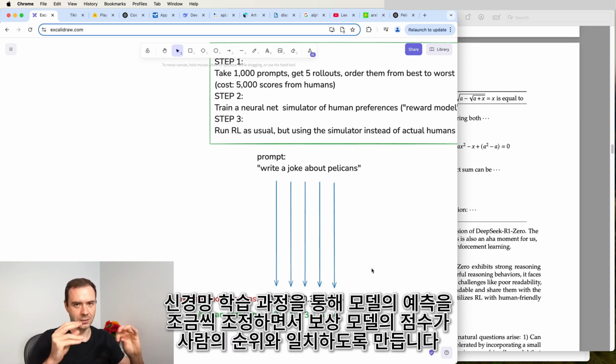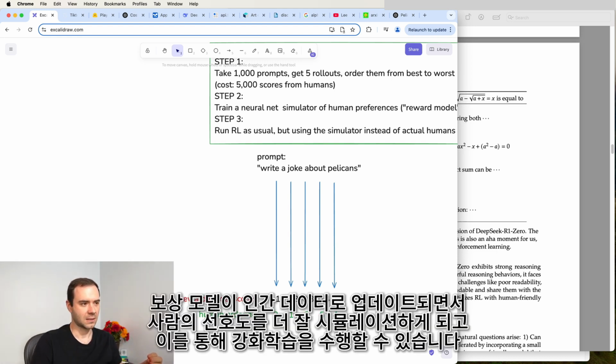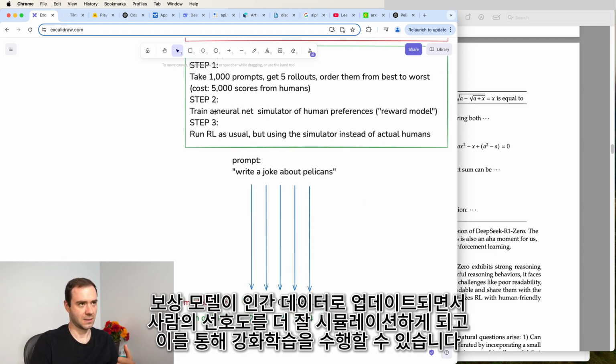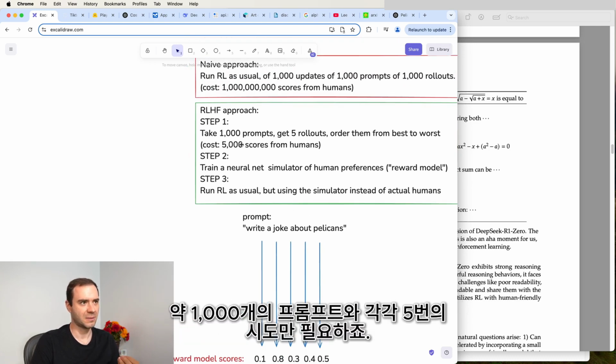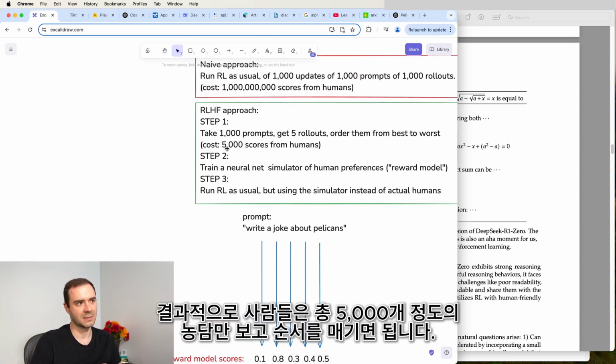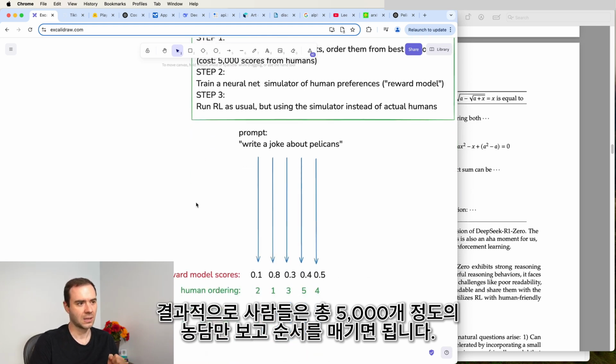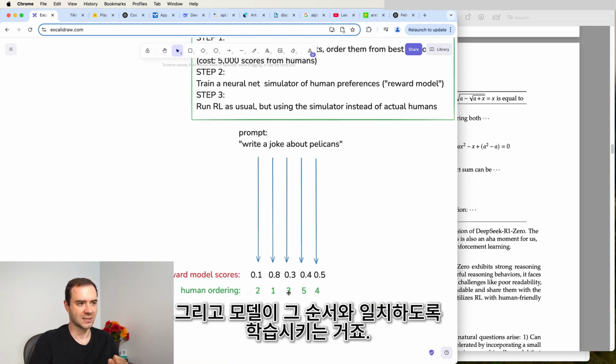So basically, we're doing what we did before. We're slightly nudging the predictions from the models using a neural network training process, and we're trying to make the reward model scores consistent with human ordering. As we update the reward model on human data, it becomes a better and better simulator of the scores and orders that humans provide, and then becomes a simulator of human preferences, which we can then do RL against. But critically, we're not asking humans 1 billion times to look at a joke. We're maybe looking at 1,000 prompts and 5 rollouts each, so maybe 5,000 jokes that humans have to look at in total. They just give the ordering, and then we're training the model to be consistent with that ordering.